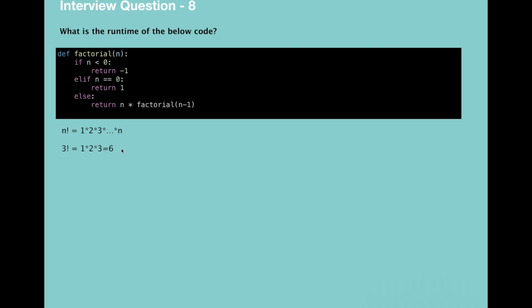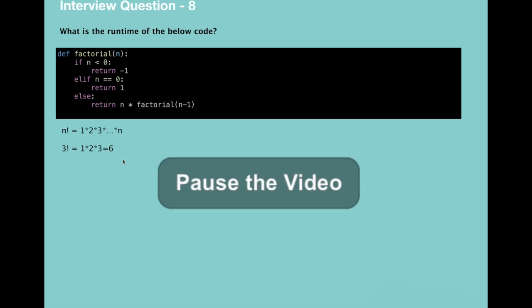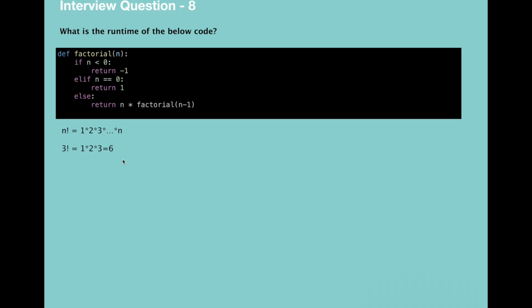We have to take into account that the factorial of 0 is 1, and we took this condition into account in our code. So we need to identify the time complexity of this method. Now here, pause the video and think if you can come up with your own answer. Alright, hopefully you have the right answer. If you didn't figure it out, let's do it together.